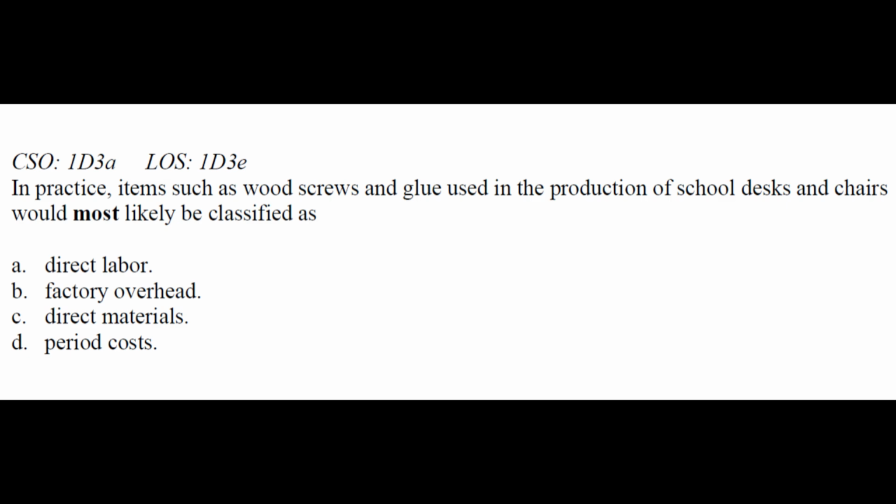C. Direct materials. Incorrect. Direct materials are significant components like wood used in desks, not minor consumables. D. Period costs. Incorrect. These items are part of production, so they are not selling or administrative expenses. Correct answer: B. Small consumable items such as screws, glue, and similar supplies are classified as indirect materials, which are included in factory overhead, not direct materials or period costs.